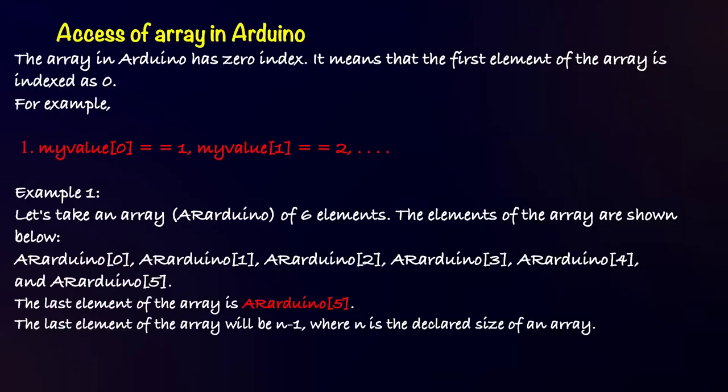Access of array in Arduino. The array in Arduino has 0 index, right? So it means that the first element of the array will be indexed as 0, right? That's why the indexing begins from 0 up to the number of elements that are there, right? So if the array name is, for example, A, it will be A[0], A[1], A[2] like this. All right. I hope you got my point.